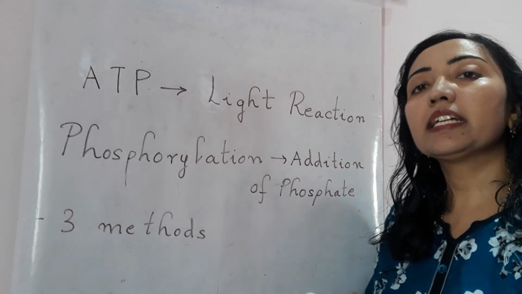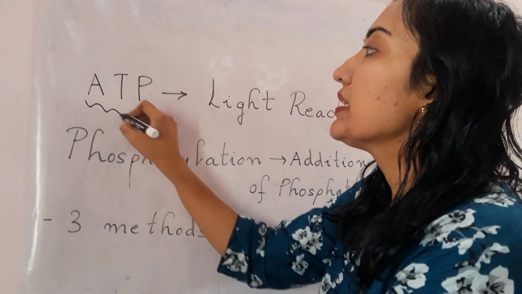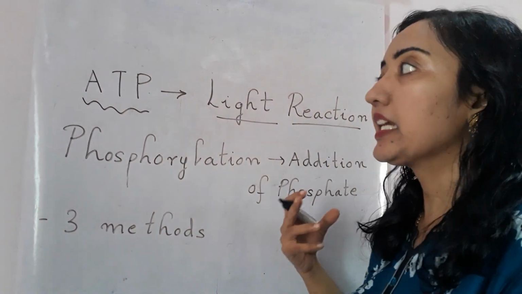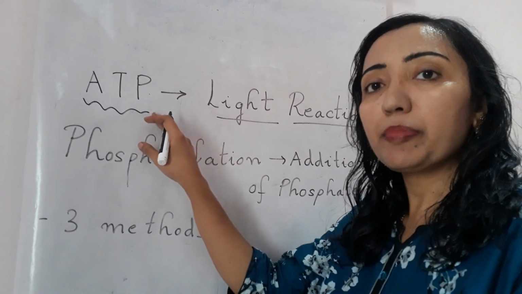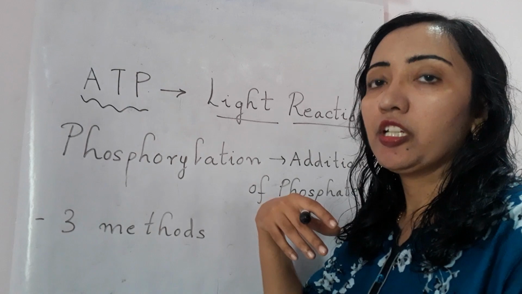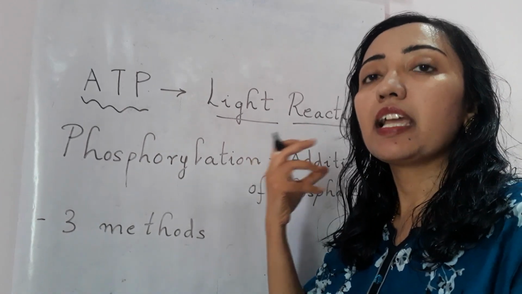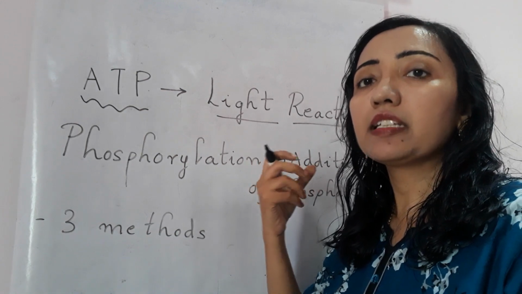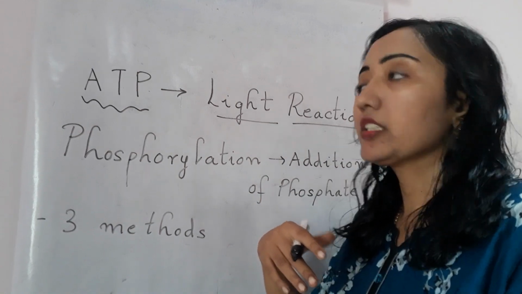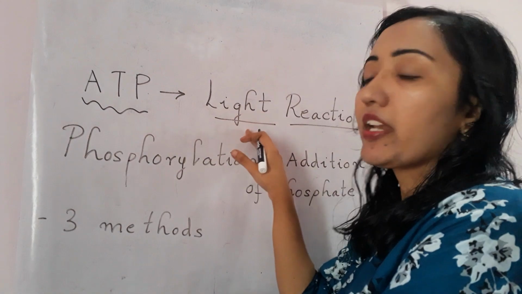Now, before studying dark reaction, let us study ATP synthesis. How is ATP synthesized in light reaction? This extra ATP which is produced in light reaction is needed in dark reaction. Moreover, the NADPH synthesized in light reaction, which is a byproduct, is used in dark reaction. So let us see how ATP is synthesized in the light reaction.